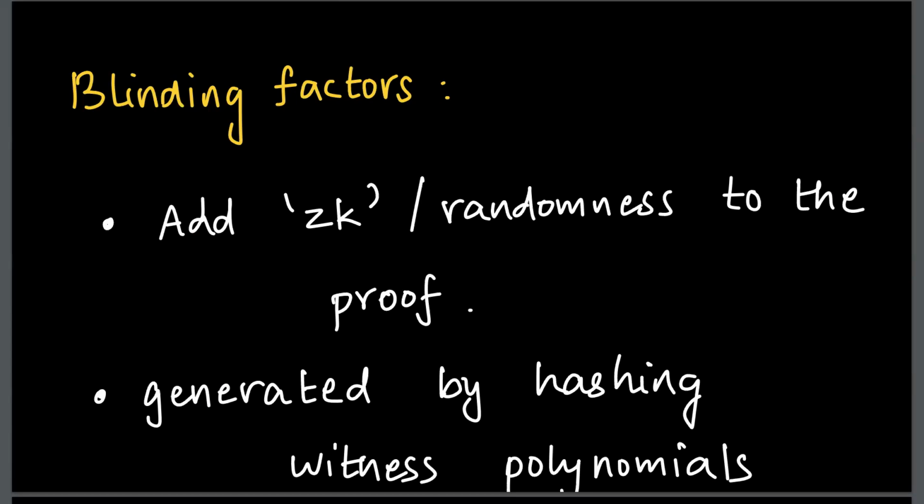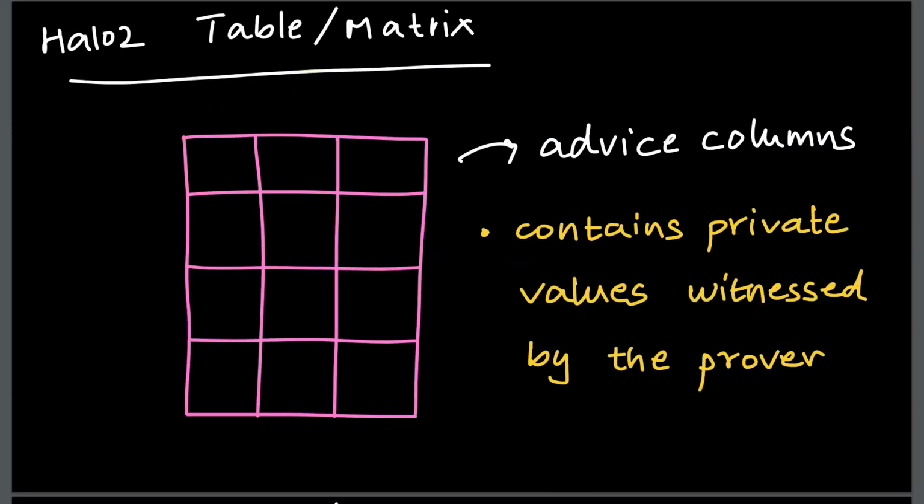So how do you fill in these values and where do you get these values? You can generate these values by hashing the witness polynomials. Witness polynomials are the ones you get in the advice columns.